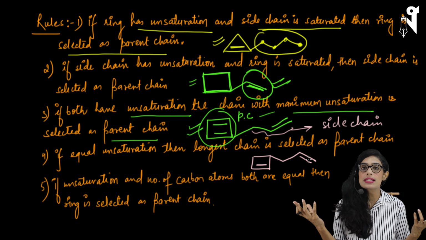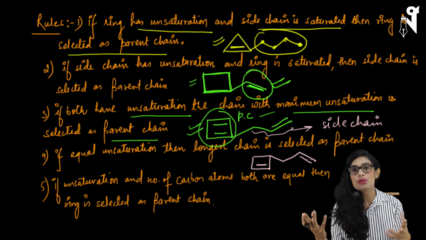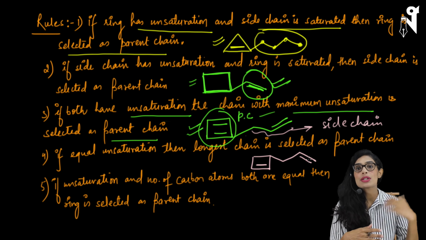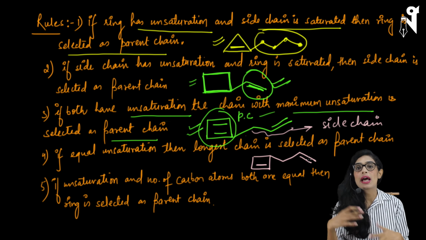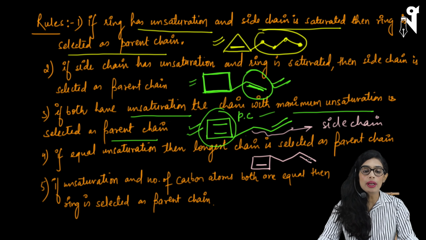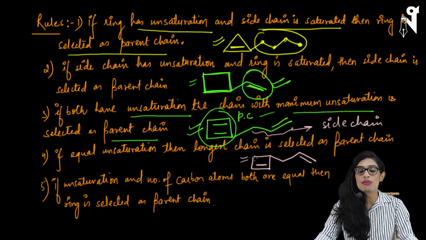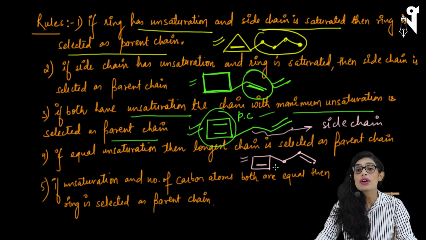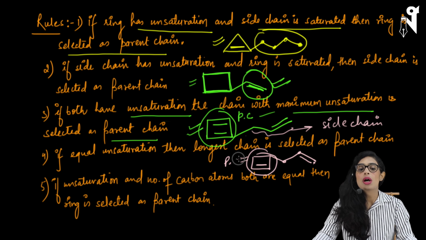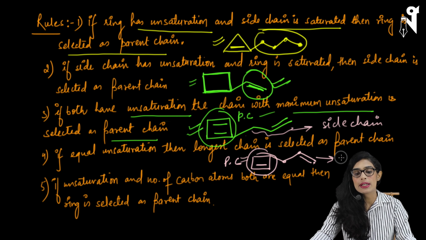Because a double bond exists in both, there must be some parameter to judge which one will be taken as the principal chain, and which one will be taken as the side chain. So here, the cyclic chain is made up of 4 carbons, whereas the open chain is made up of 3 carbons. So the length of the cyclic chain is bigger than the length of the side chain, and hence this will be taken as the principal carbon chain or the parent chain, and this will act as the side chain.